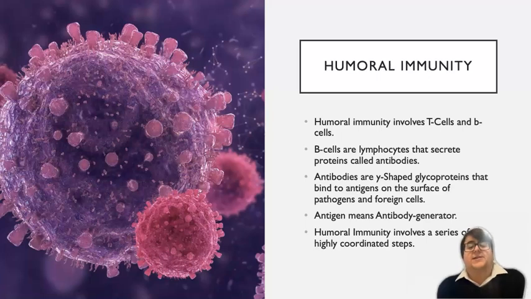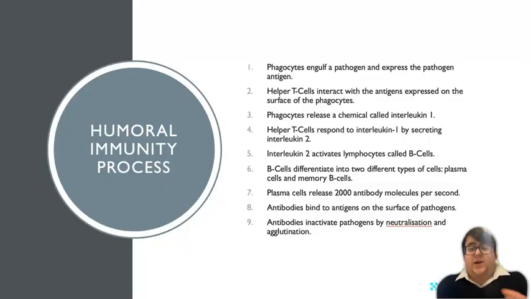B cells, lymphocytes, secrete proteins called antibodies. Antibodies are a special Y-shaped glycoprotein that binds to antigens on the surface of pathogens and foreign cells. Like I said before, antigen just means antibody generator. There's a series of highly coordinated steps, which you guessed it, we're going to look at now. So, nine steps we need to know.